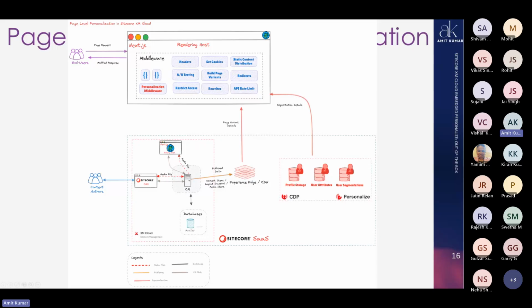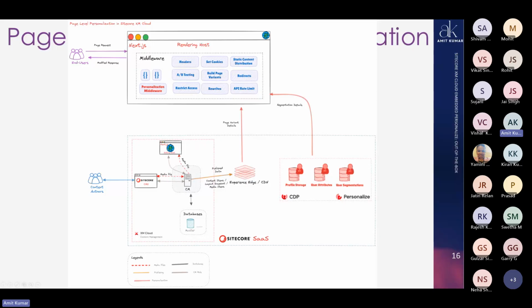Suppose this personalization middleware has 2 or 3 page variants of your page. For example, in one page variant, the condition is that the user is coming from India, right? So you make a call to segmentation to get the analytics data of segmentation details. If the condition is matching, then the personalization middleware will serve that page variant to you.